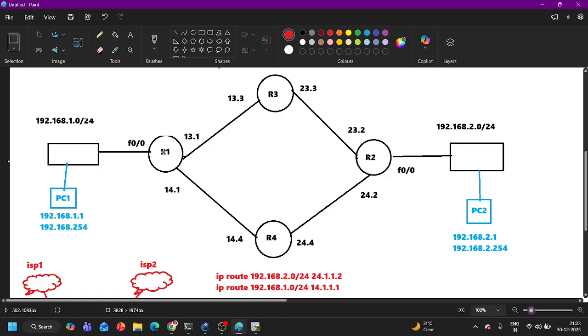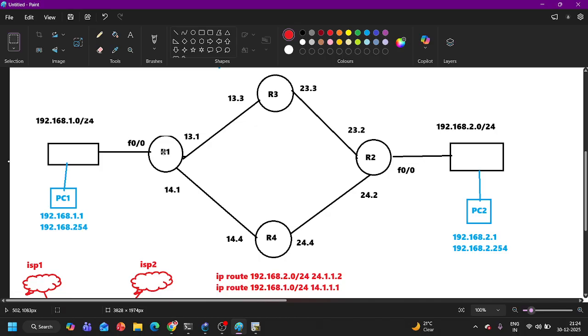Oh, sorry, sir. I have a doubt actually. Go ahead. Sir, you asked for the requirement, the asymmetric routing, right? The request goes through R3, R2, and the reply comes to R4. So in this configuration, it will not be achieved. You're maintaining symmetric routing actually.